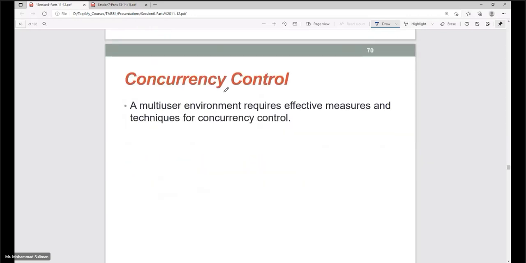So a multi-user environment requires effective measures and techniques for concurrency control. Concurrency means more than one user is making updates at the same time. So how can we control it to avoid the problems? There are different problems associated with this. There are 4 basic problems associated with this, so we will discuss them here.